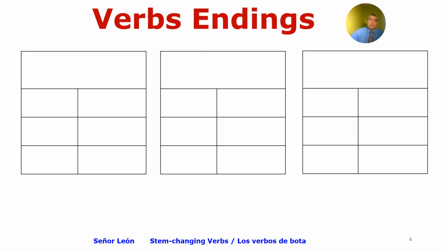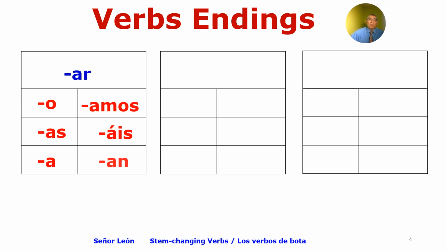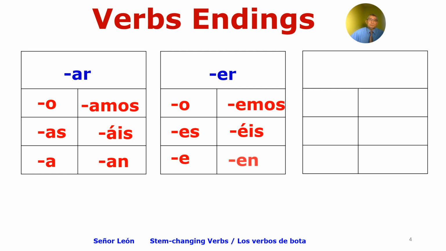The verb endings are, for AR: o, as, a, amos, áis, an. For ER: o, es, e, emos, éis, en. For IR: o, es, e, imos, ís, en.